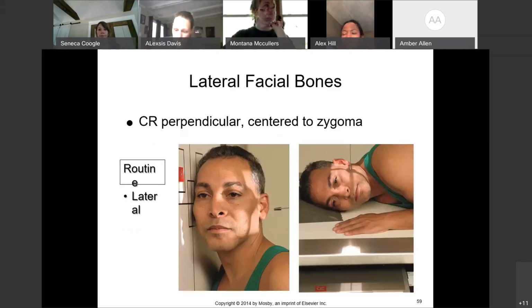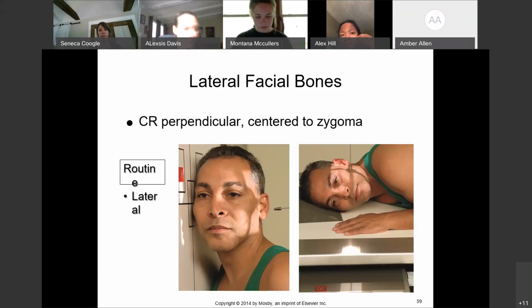Lateral facial bones. The CR is perpendicular, centered to the zygoma. Notice this looks a lot like the lateral skull. So all you have to do is bring that CR to the cheekbone. That's all you have to do. You don't even have to do 2 inches above or 2 inches below or any of that stuff. You just go right on the cheekbone, perpendicular.